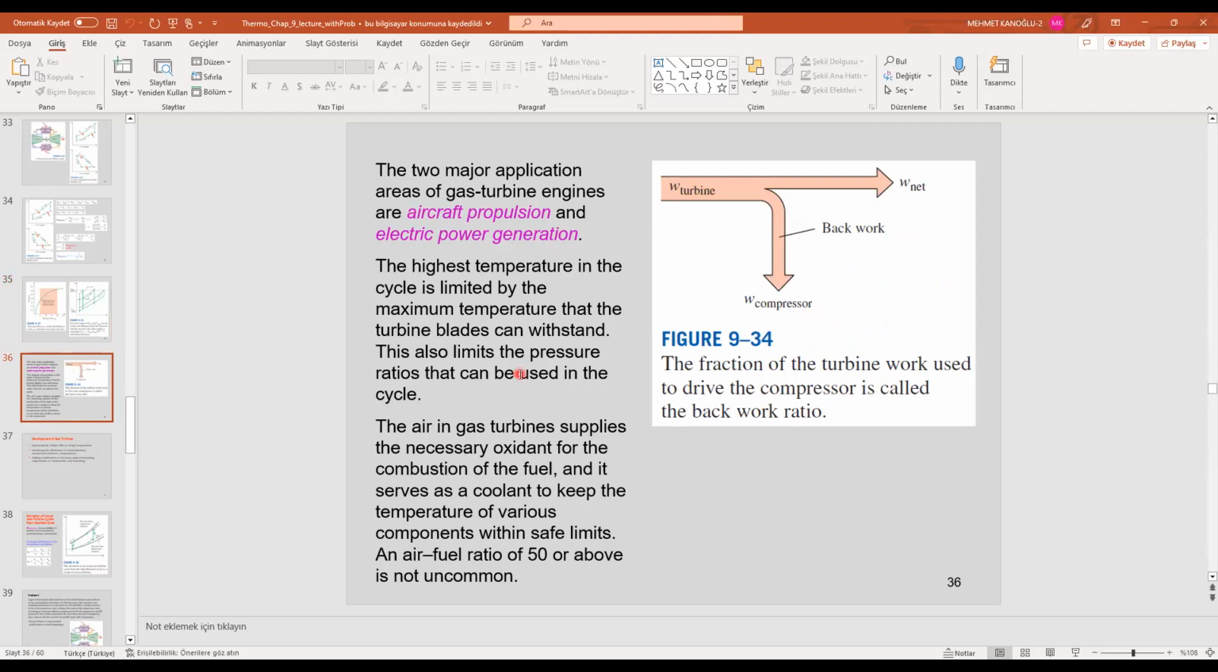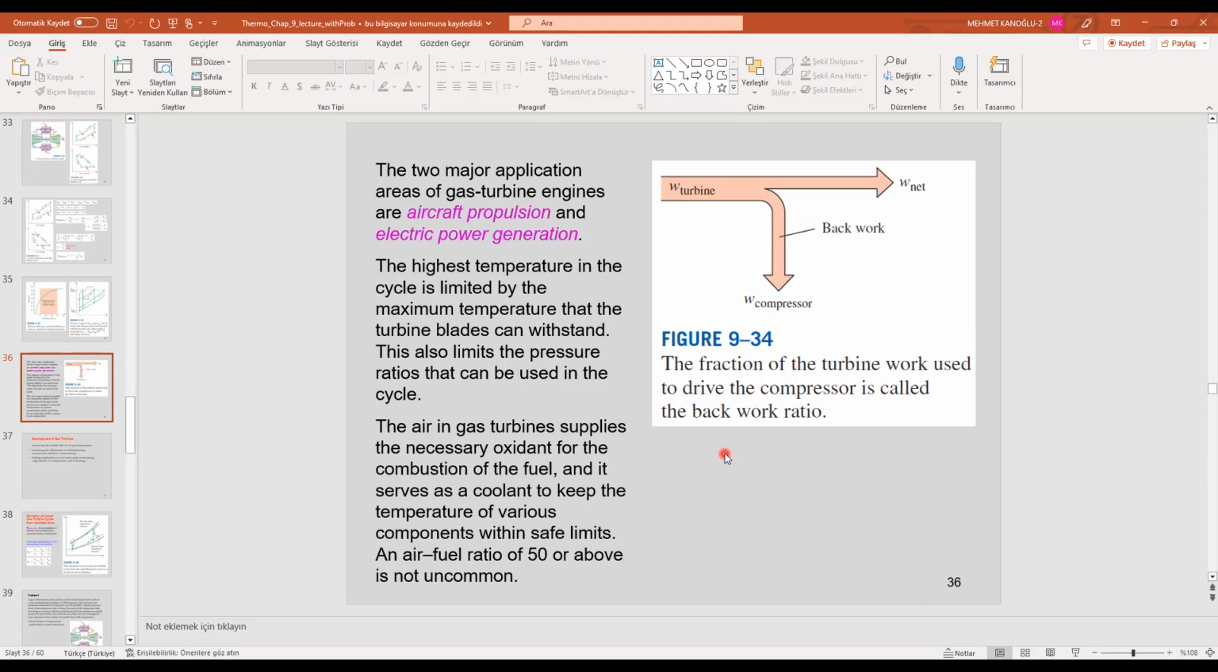So what are the applications of gas turbine engines? There are two important applications. One is aircraft propulsion. The other one is electric power generation. And as we said, the higher the pressure ratio, the higher the thermal efficiency.